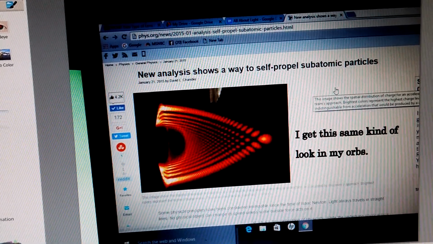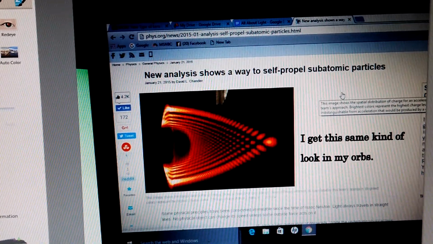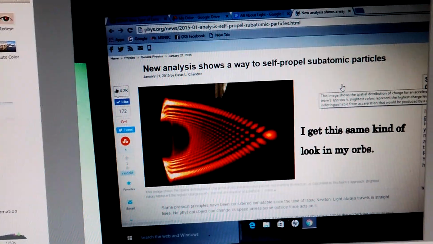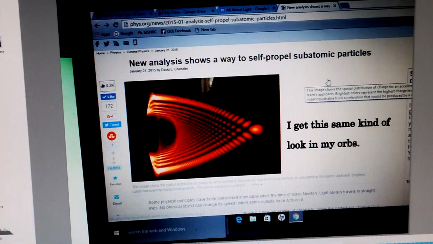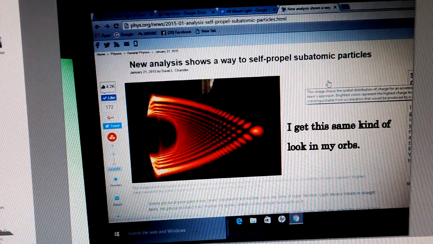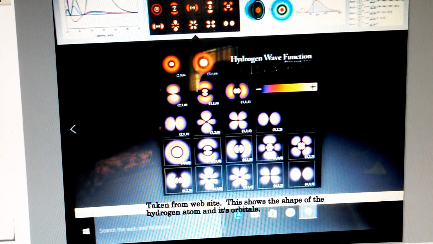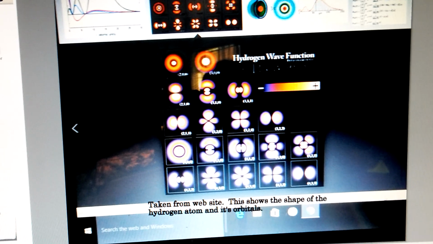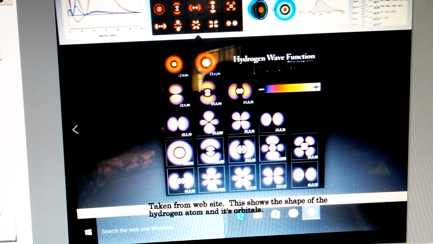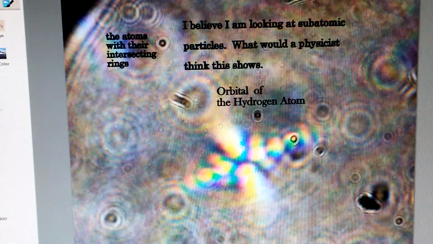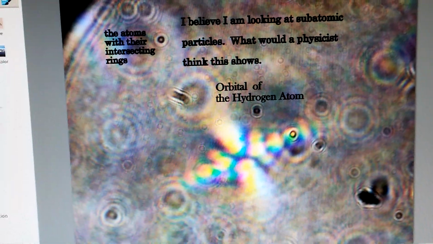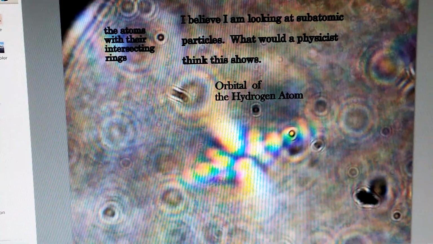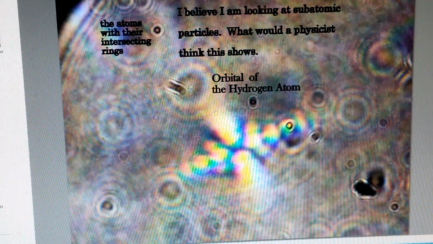Now here's a picture I took from a website that shows the subatomic particles and how they self-propel. Only this is an artist's rendition. And here is the real thing. My orbs show this self-propelling in them. Now here is a chart that shows the hydrogen orbitals, the wave function of the hydrogen atom. I believe I'm looking at some atomic particles that I'm showing here, the orbital of the hydrogen atom.